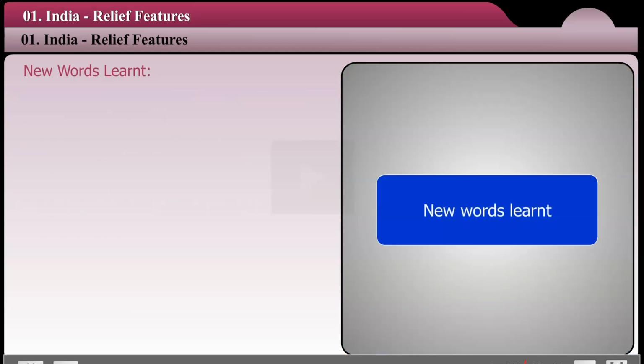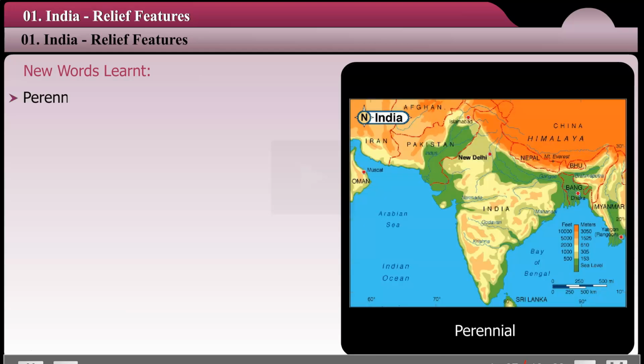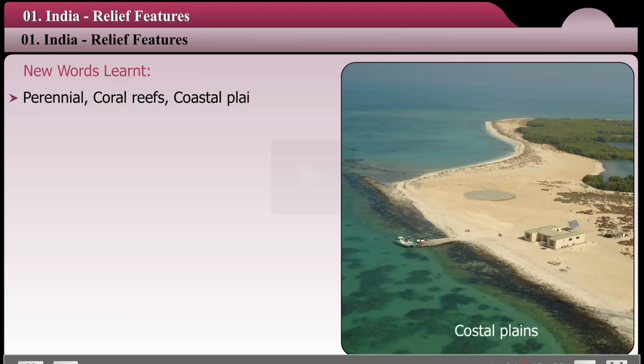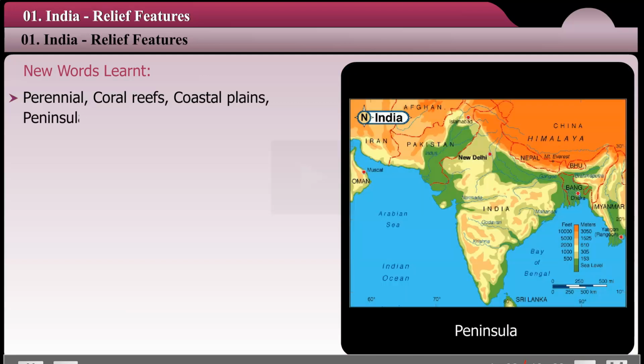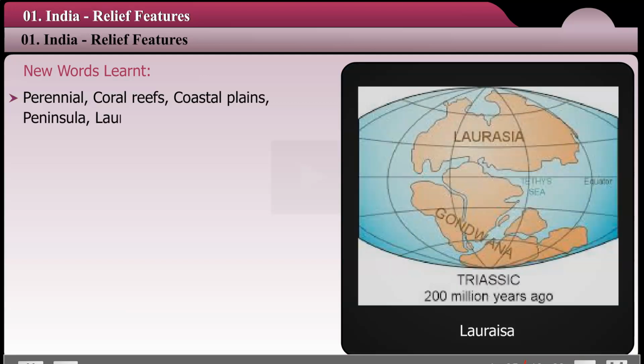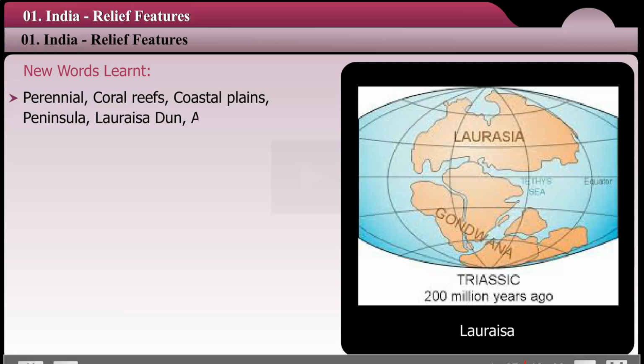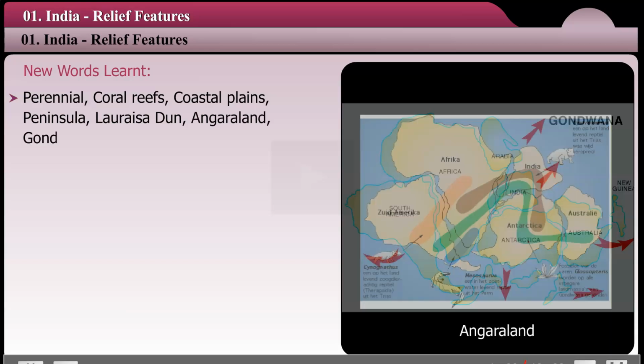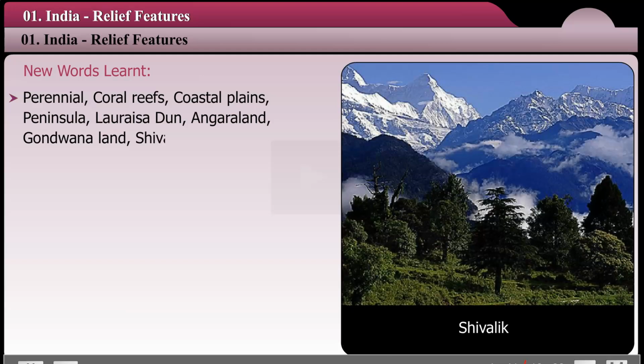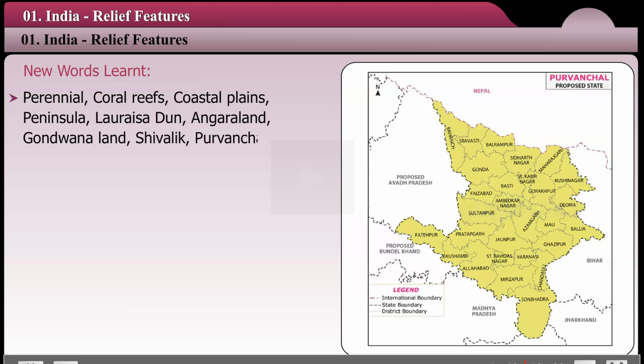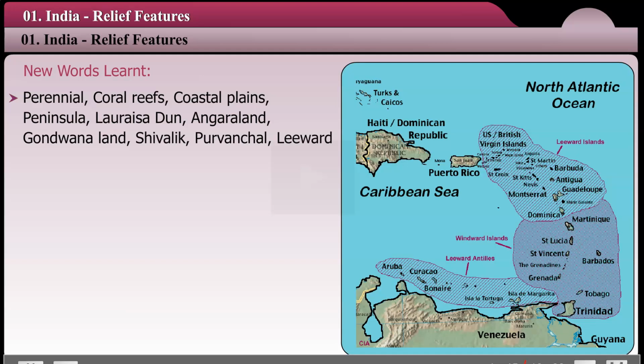New words learnt. Perennial, coral reefs, coastal plains, peninsula, Laurasia, Dun, Angara land, Gondwana land, Shivalik, Purvanchal, Leeward.